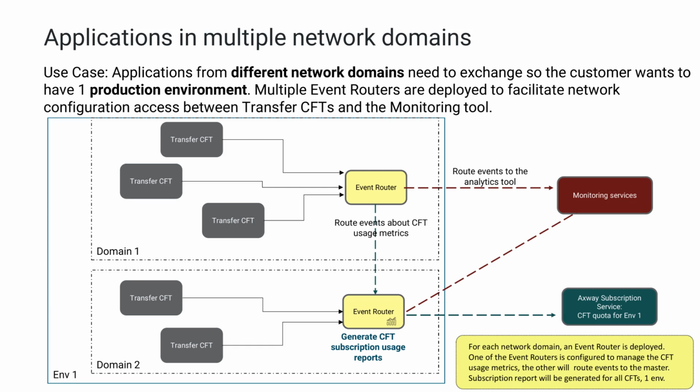In this case, for each network domain, an Event Router is deployed. One of the event routers is configured to manage the CFT usage metrics. The others will route events to the master. Only this event router will generate the subscription report that will contain data from all the CFTs for the customer production environment. Same use case may apply when you want to scale the volume of monitoring events, and because of that, you are using multiple event routers within your production environment. Same as before, one event router is producing the usage report for all the CFTs, and the other event router will route events to this one.